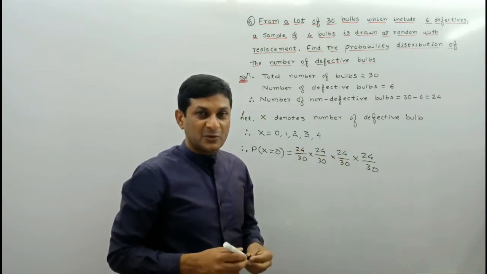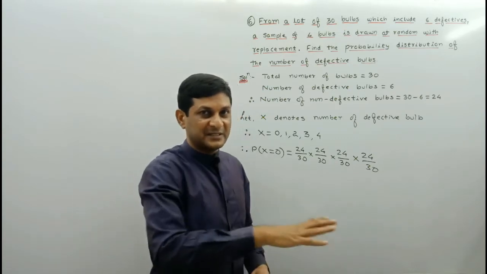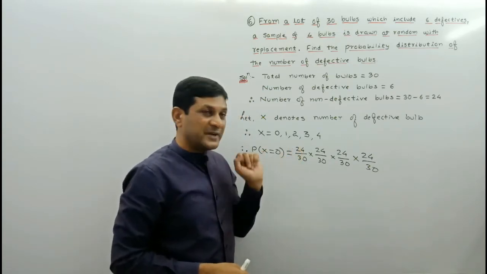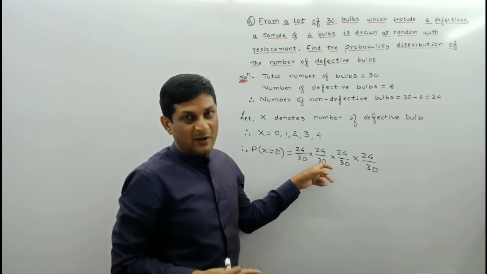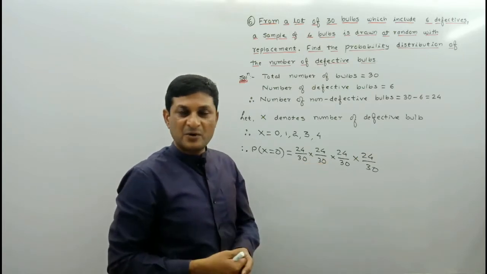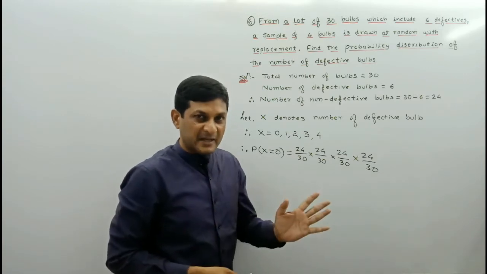क्योंकि 30 बल्ब थे, पहला बल्ब निकाला नॉन डिफेक्टिव था, फिर से रख दिया तो उसकी प्रोबेबिलिटी कितनी हुई, 24/30. तो फिर से रख दिया तो 30 के 30 हो गए बल्ब, और उसमें 6 डिफेक्टिव होंगे, 24 नॉन डिफेक्टिव होंगे, तो हर बार प्रोबेबिलिटी हमें 24/30 मिली.